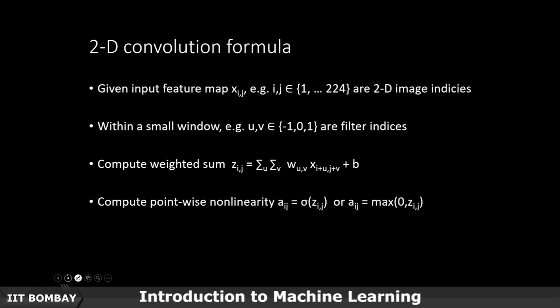Now we can extend this to 2 dimensions. Let's say we have an image, and that image has 2 indices for rows and columns. One is i, the other is j, and let's say the size of the image is 224 by 224.